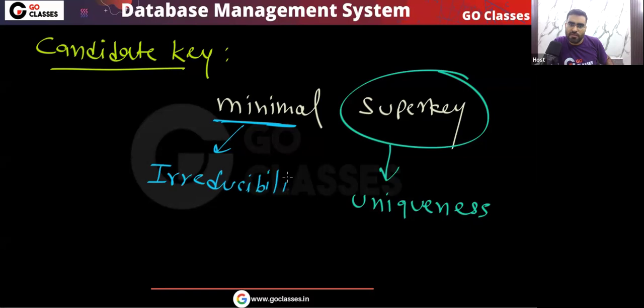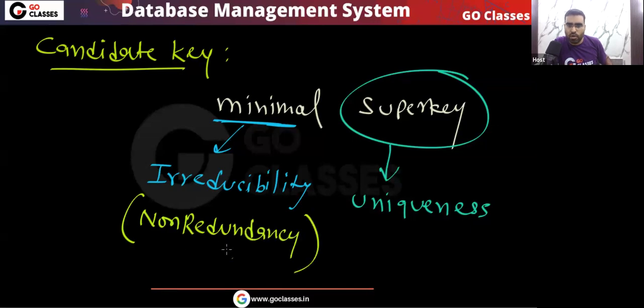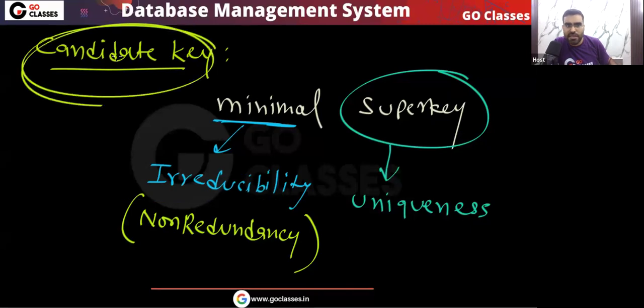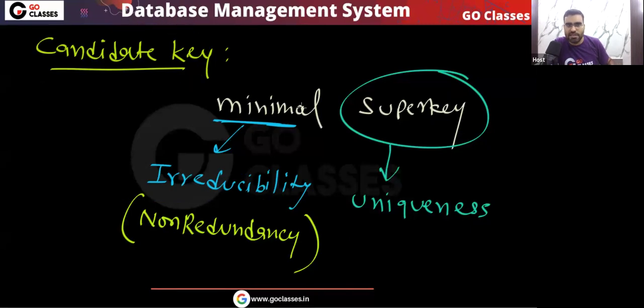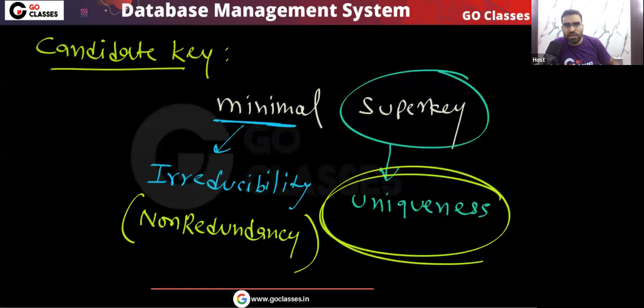Irreducibility property, what does it mean? It means we cannot remove any attribute. Irreducibility property, or I can also say non-redundancy property, because every attribute is actually important. There is no attribute which is redundant. I can simply say that every attribute is important in the candidate key. If you delete any attribute from the candidate key, then you will lose this uniqueness property.